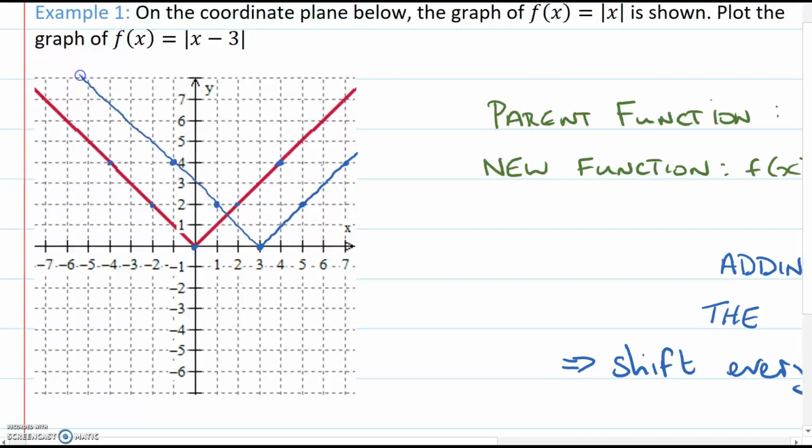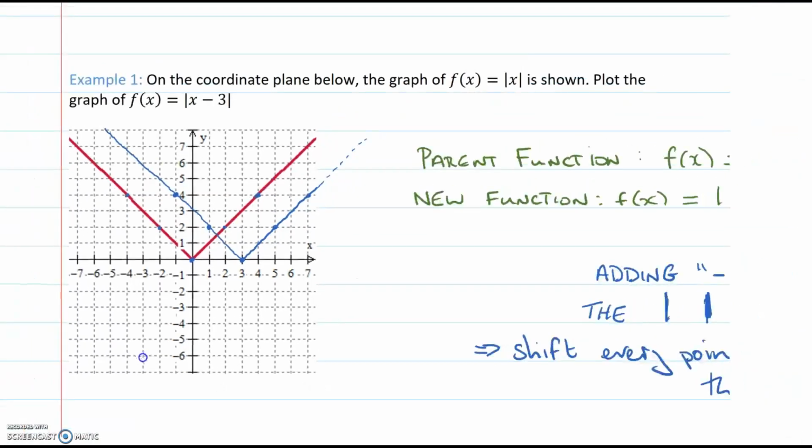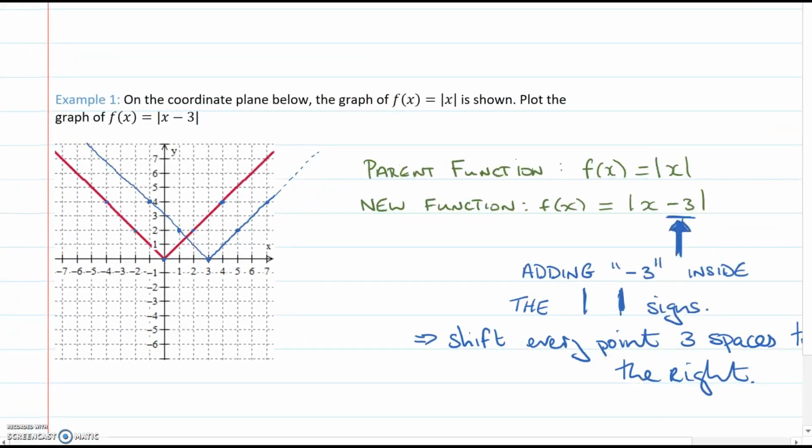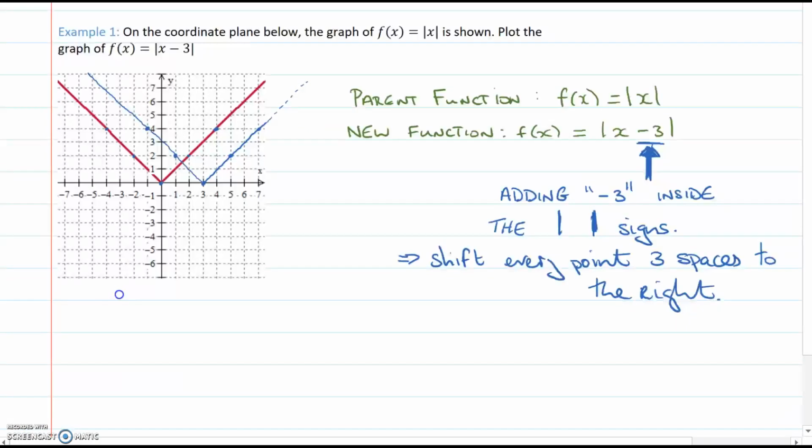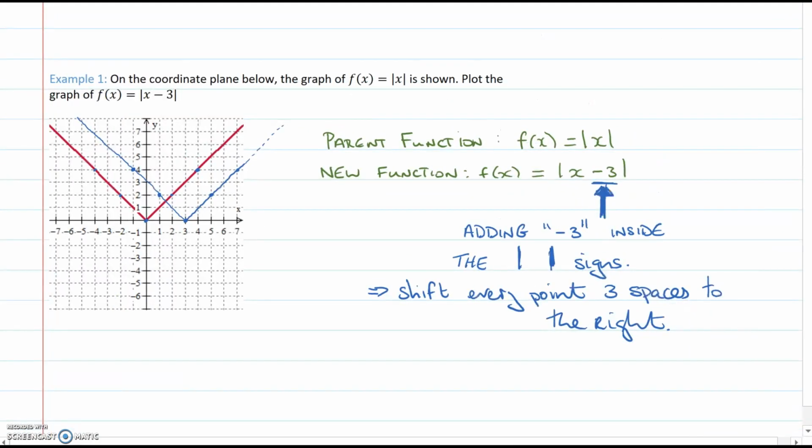In other words, the whole graph gets shifted 3 points to the right, and we could continue this up if the graph allowed us to do it. So it shifts the graph 3 units to the right, and that's what the new graph looks like. That's what we had to do. We had to plot the new graph. So the blue line shows us the new graph. That's all it was.